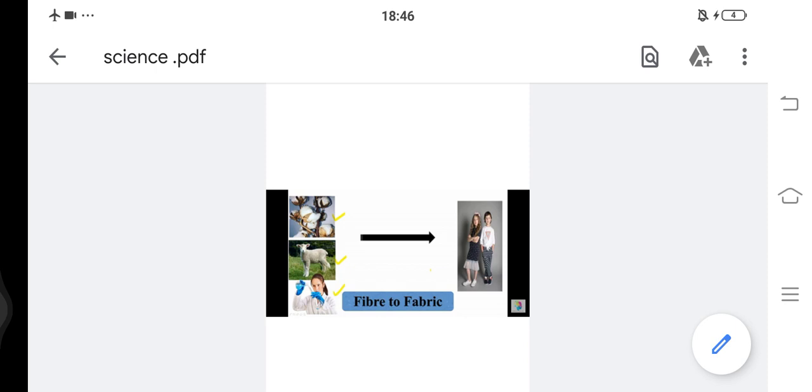In the previous classes, we have discussed two important topics in your science, that is nutrition in plants and animals, right? So next lesson, chapter 3, that is fiber to fabric, right? What is the chapter you are going to study, ma? That is fiber to fabric. See, the name indicates itself. In order to make fabrics, fibers play a very important role.